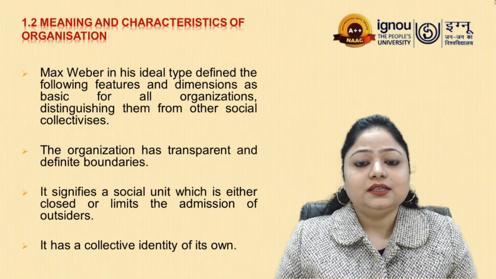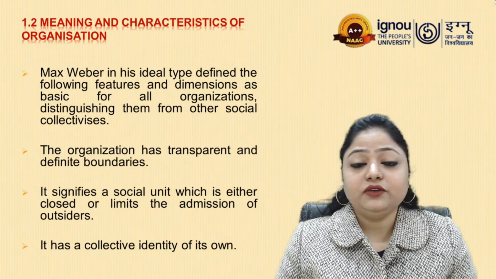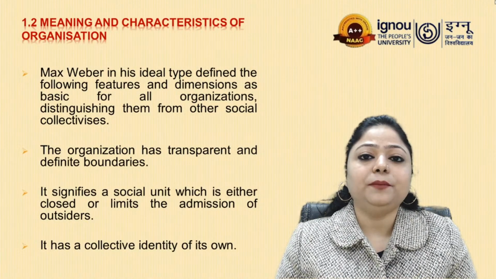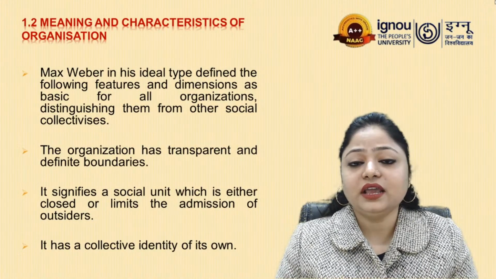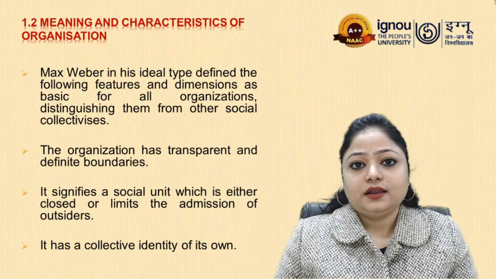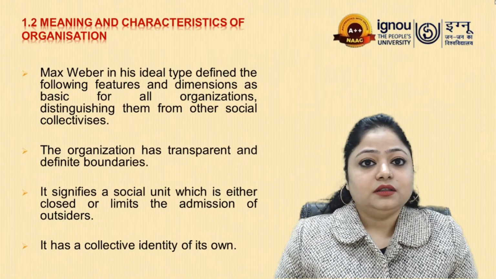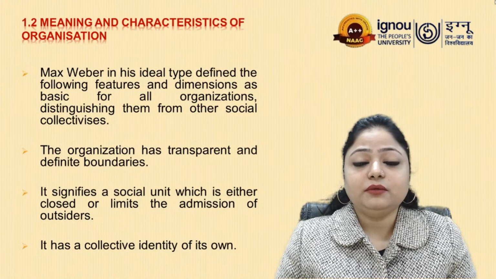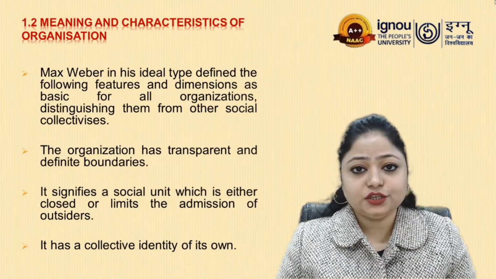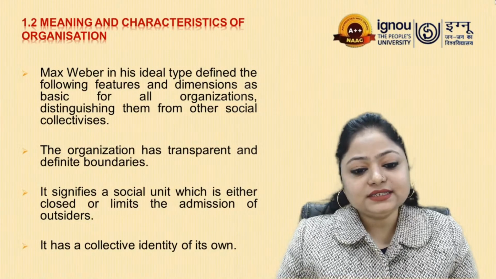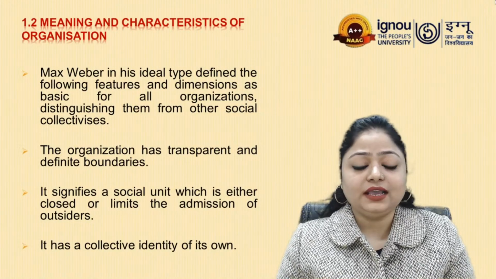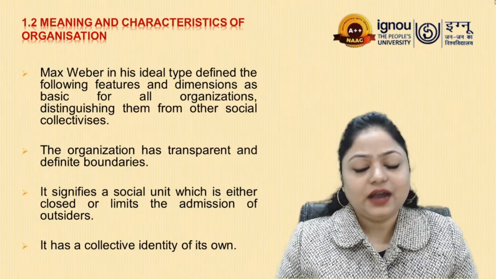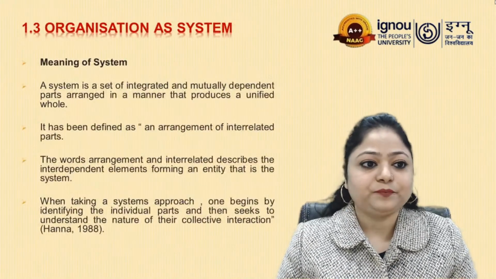Like if there is certain outsider and he wants to intervene or interact with the internal system or agents, then there should be a purpose, like suppliers, like government organizations, supplier of raw material, the middleman who is going to act as a channel between the manufacturer or producer or the consumers. So it has a collective identity of its own and signifies as a social unit, which is either closed or limits the admission of outsiders, as we have already discussed.